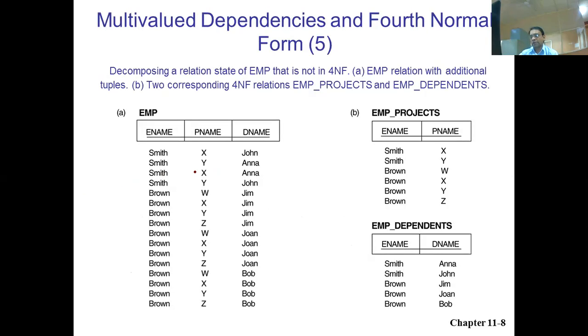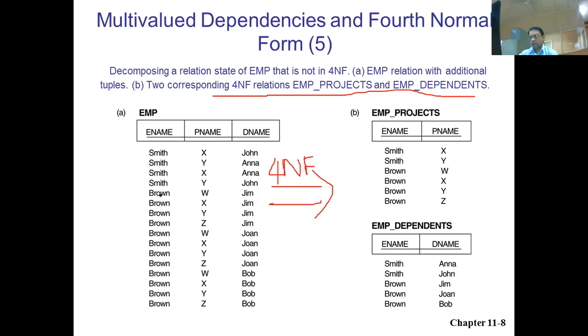So we have a relation here. These dependencies, employee name multi-determines project name and employee name multi-determines department name, are not in fourth normal form because we have multivalued dependencies. Employee projects and employee dependents are in fourth normal form because we are decomposing this relation into two sub-relations, employee projects and employee dependents: the fourth normal form decomposition.